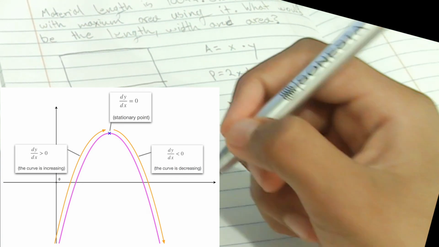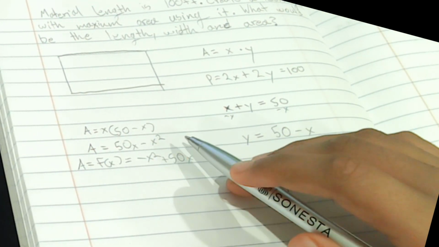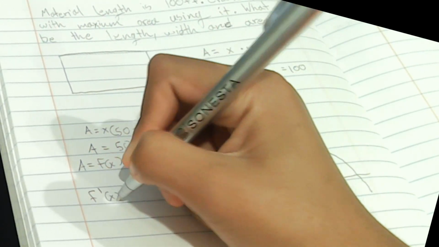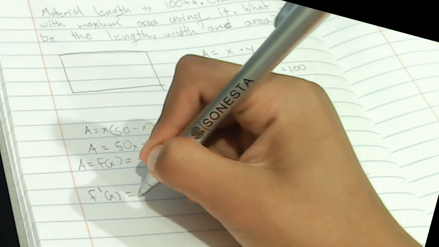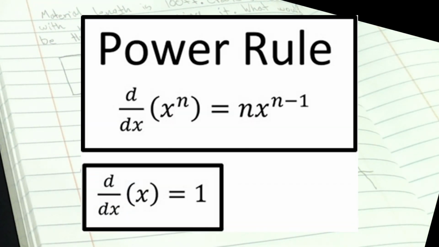Let's do it. So, our f of x is equal to negative x squared plus 50x. So, our f prime of x will be equal to negative 2x plus 50. But how? Well, this is called the power rule. So it just means the derivative of x to the power of n is equal to n times x to the power of n minus 1. This is called the power rule.